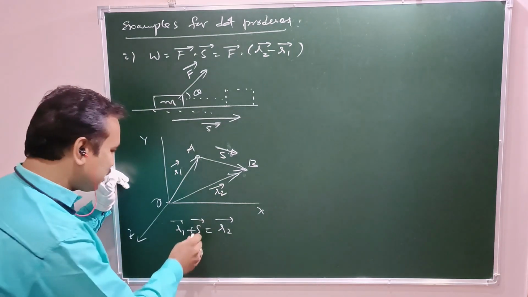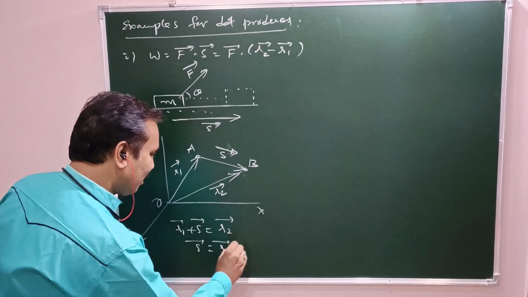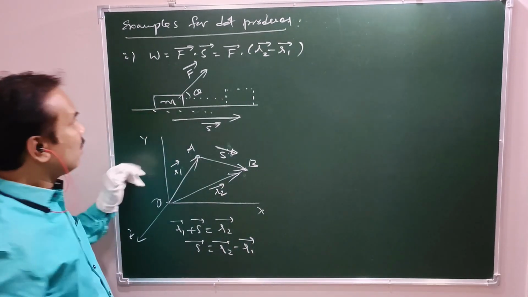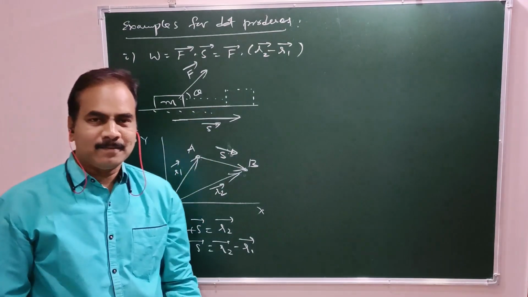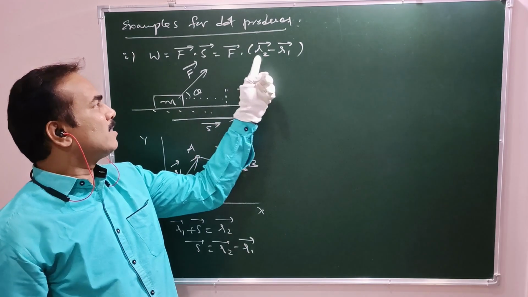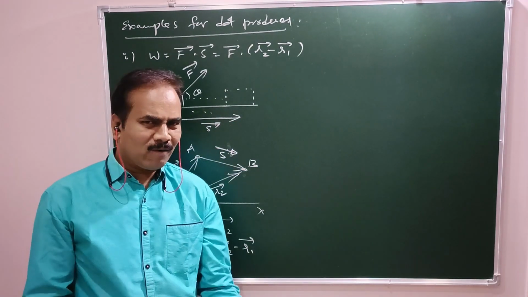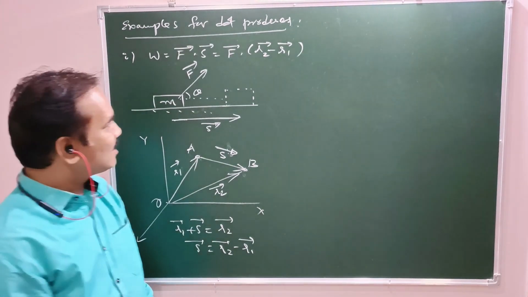Now what is the displacement vector? S bar equals R2 bar minus R1 bar. So S bar is replaced by R2 bar minus R1 bar. If you are given initial and final position vectors, displacement can be written as R2 bar minus R1 bar, that is final position vector minus initial position vector. Let us see one example.